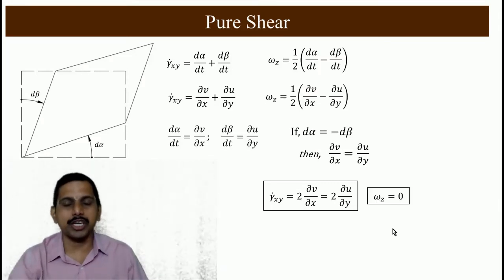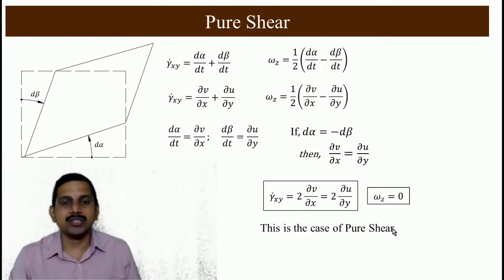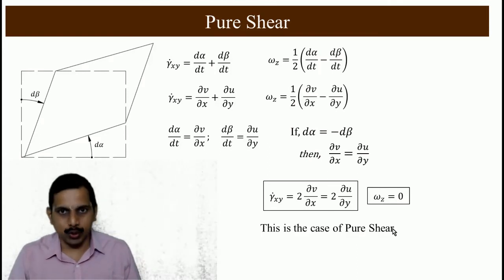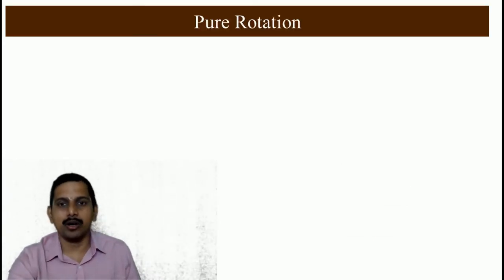And what would be the rotation? Rotation would become equal to 0, because ∂v/∂x would be equal to ∂u/∂y. Since this is the same thing, omega z, that is the rotation, would go to 0, but the shear will be there. This is called the case of pure shear, where there is no rotation but there is only shear.